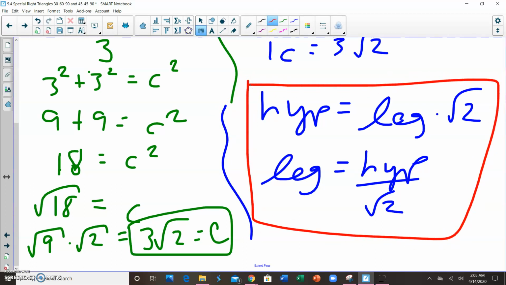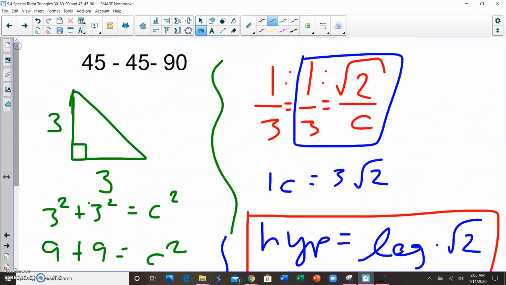Or you can use a squared plus b squared equals c squared, or you can use 1, 1, root 2, just like in 30, 60, 90 we use 1, root 3, 2. Totally up to you. So hopefully that clarifies a 45, 45, 90 triangle. I know a couple of you had questions.